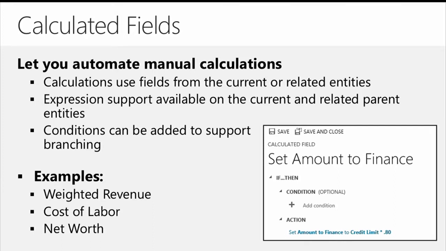The other thing that's nice about calculated fields is they do support conditions. So if you have a situation where, if this particular condition is met, so if this opportunity has an estimated revenue of over such and such, we're going to do this type of calculation. This would now give you the capabilities to facilitate what that would look like. You see that down on the bottom, where I want to set the amount to finance to the credit limit times 80% of their credit limit. So if their credit limit for the account is set to $10,000, I don't want them to be able to finance any more than $8,000. This would now give me the capabilities to define that.